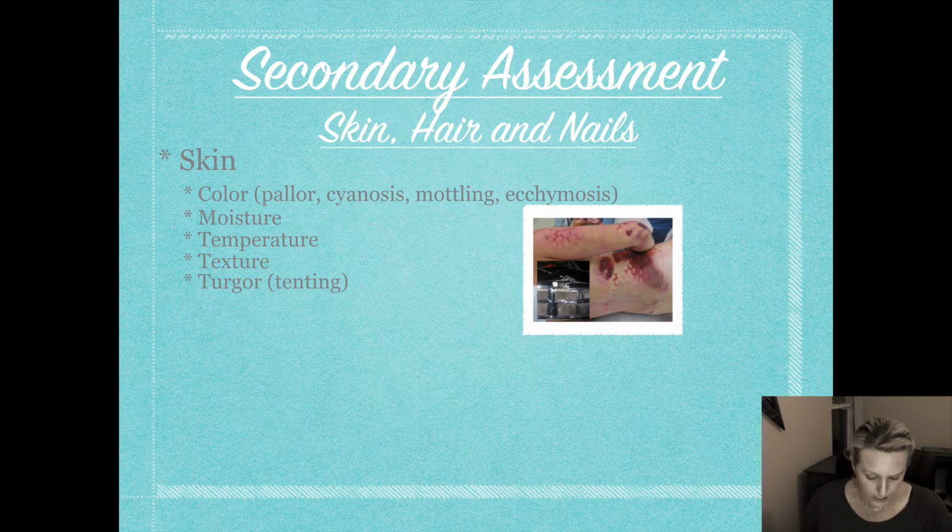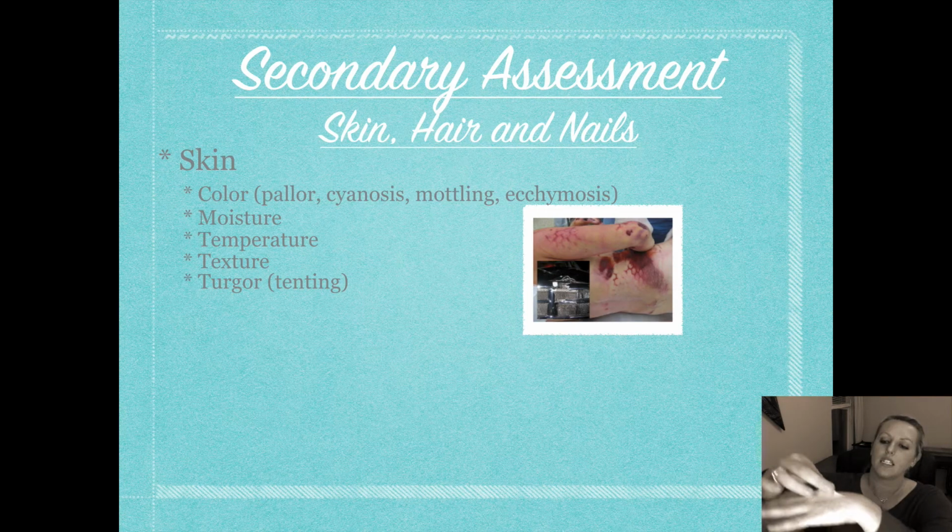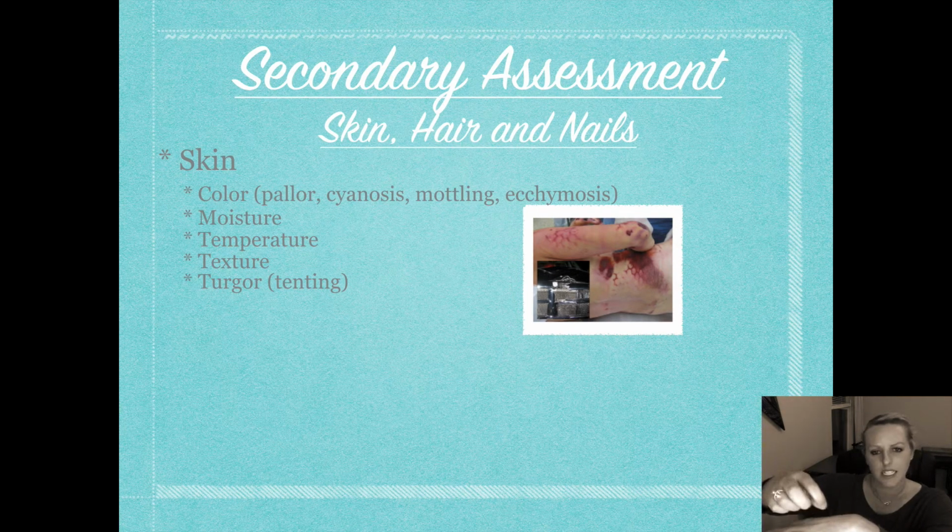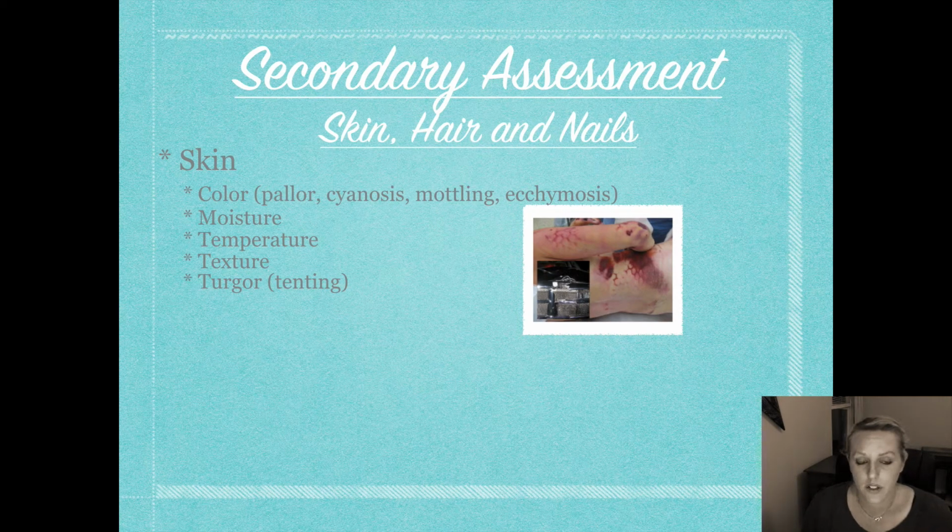And then their turgor, or also tenting. This isn't great on pediatric patients. The people who it's actually pretty good on are your elderly patients. So if you take your hand and bring the top of the skin up and let it go, if it stays up there, that is a sign of tenting, also a sign of dehydration. Just off the record, that's also how you assess dogs for dehydration, right between their shoulder blades.